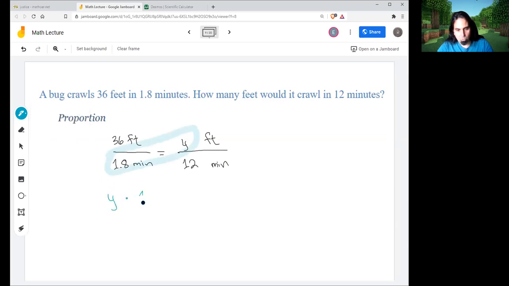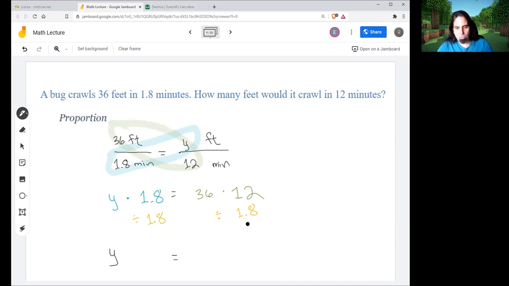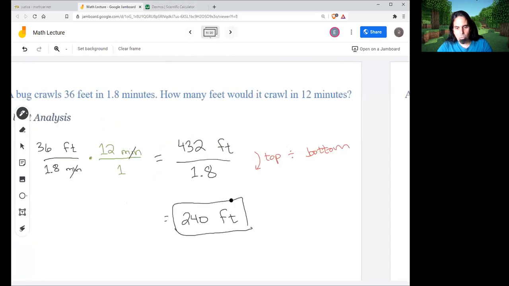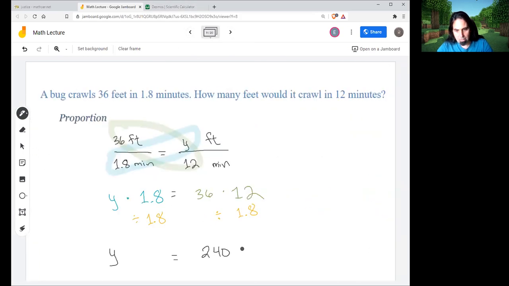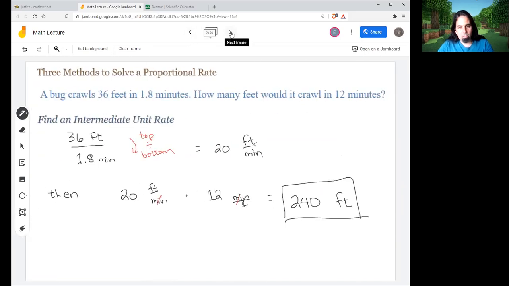Y times 1.8. 12 times 36. I will model writing less than I did before. So you don't have to write as much as I do. So 36 times 12 divided by 1.8, and we'll get the same 240 that we did before. So this one is also popular. Most people pick the proportion way or the unit rate way.